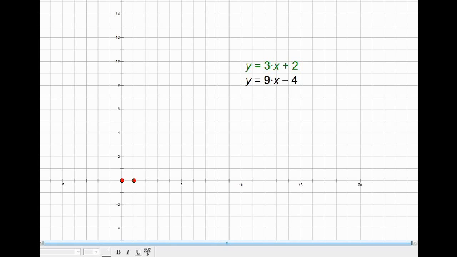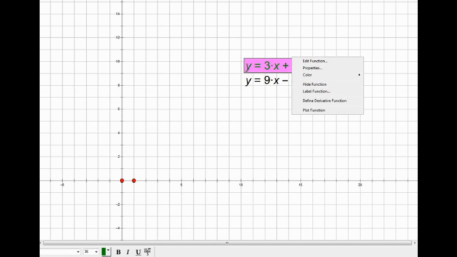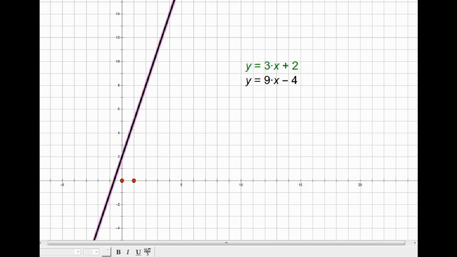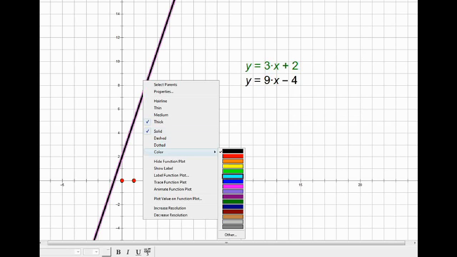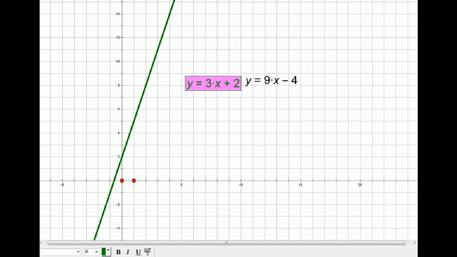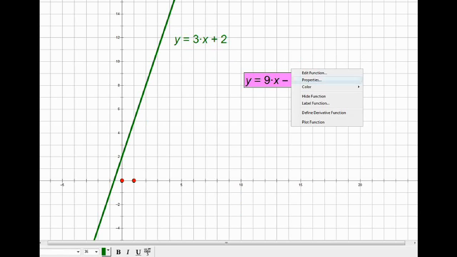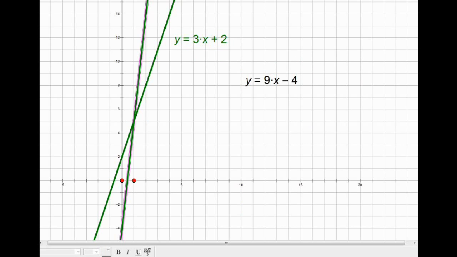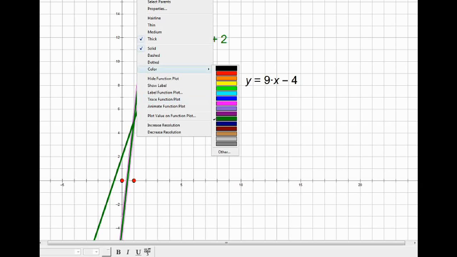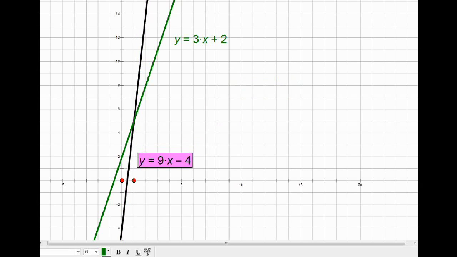So in the previous two videos, we talked about a couple of different ways to graph lines. So I'm not going to talk about that again, but what we have to do here is graph each one of these equations. So I'm going to go ahead and do that now and graph y equals 3x plus 2. So there's our graph for 3x plus 2. It has a y-intercept of 2 and a slope of 3. And then I'm going to go ahead and graph y equals 9x minus 4. So there's our graph for y equals 9x minus 4.